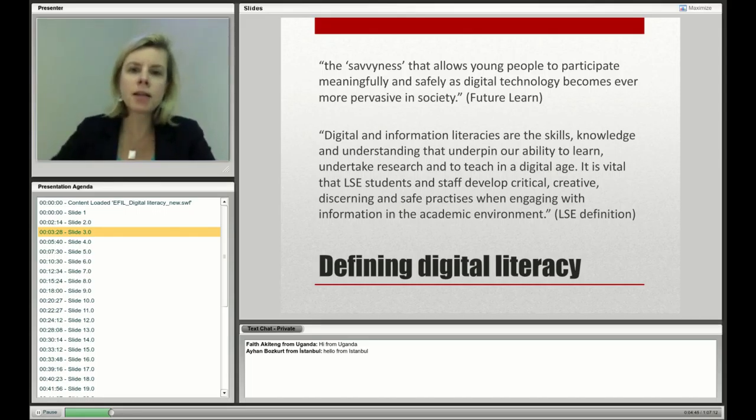At LSE, we came up with a definition probably about 3 or 4 years ago, where we were thinking about digital literacy and how it related to information literacy. So we actually bring the two terms together here. We see them as very interrelated, and we see them not just as skills, but as knowledge and understanding and behaviours that are really underpinning the ability to learn, to help people learn how to do research particularly, but also to teach. So we have a definition that we use that's for staff and for students.